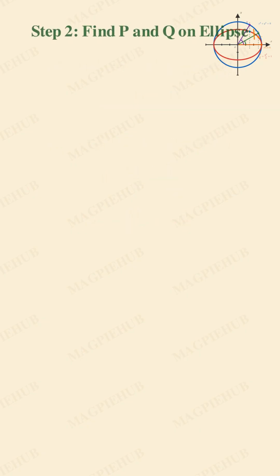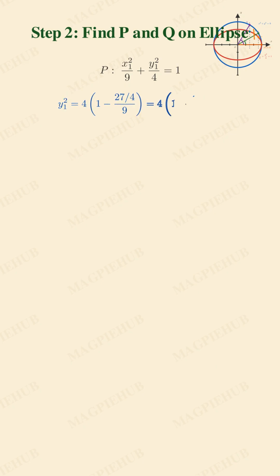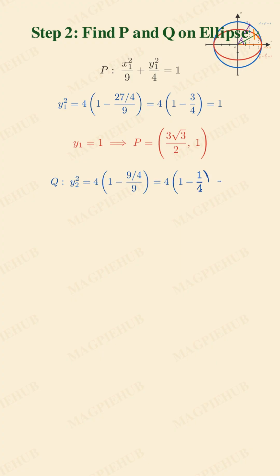Step 2. Now we find P and Q on the ellipse. For point P with x1 equals 3 root 3 over 2, we substitute into the ellipse equation. y1 squared equals 4 times (1 minus 27 over 4 divided by 9), which simplifies to 4 times 1/4, giving y1 squared equals 1. Since y1 is positive, y1 equals 1. So P is (3 root 3 over 2, 1). For Q with x2 equals 3 over 2, solving similarly gives y2 squared equals 3, so y2 equals root 3. Q is (3 over 2, root 3).